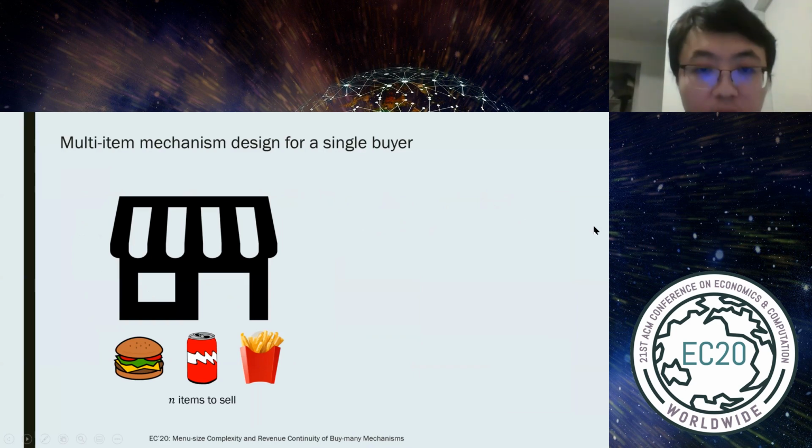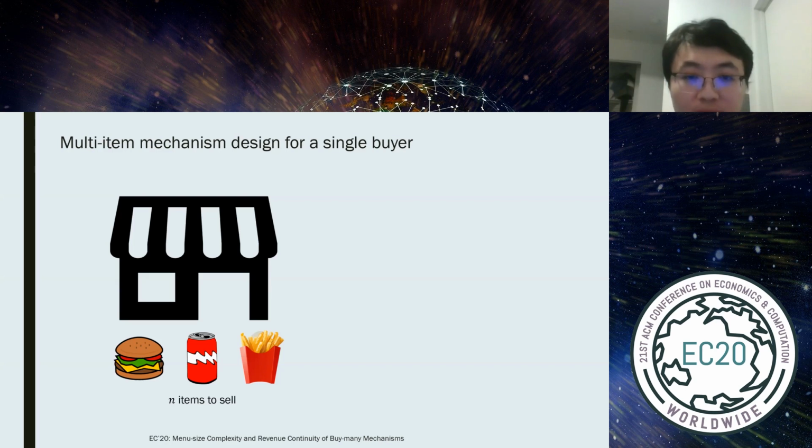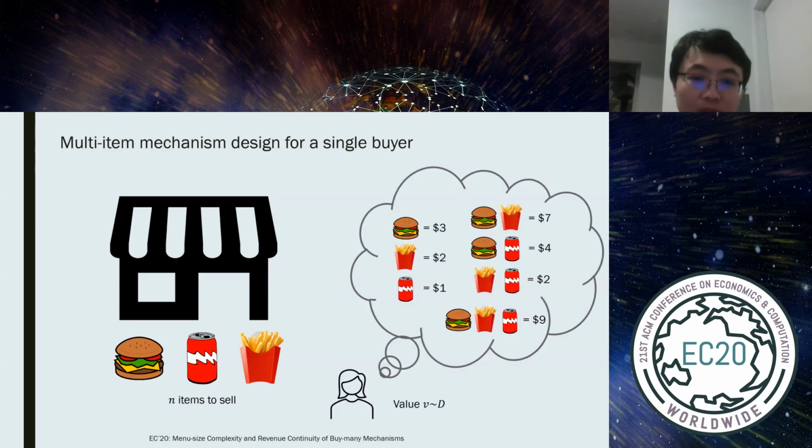Okay, so we consider a combinatorial market where a seller has n different items to sell to a single buyer. The buyer's private value is unknown to the seller, but is drawn from a distribution that is publicly known. And the buyer will have different values for each set of items. And here we do not make any assumption on the structure of the valuation function, but only assume it's monotone. That is, adding any item to a set would not reduce the buyer's value for that set.